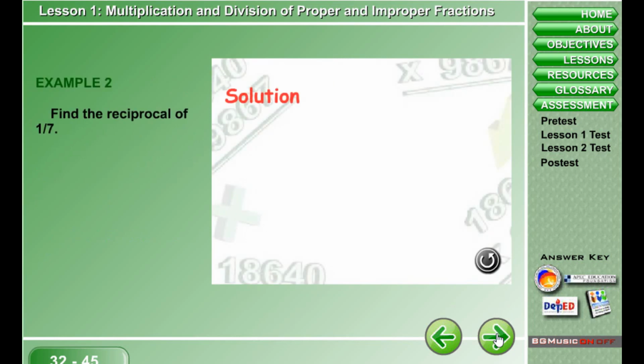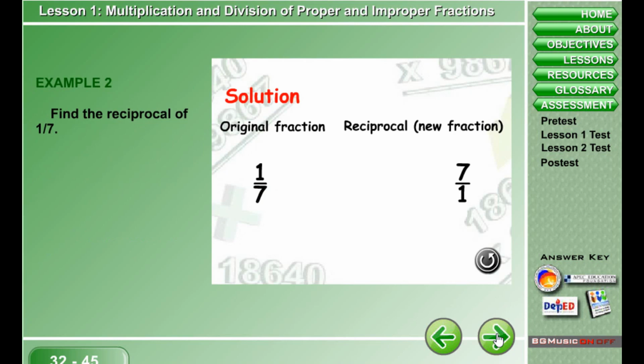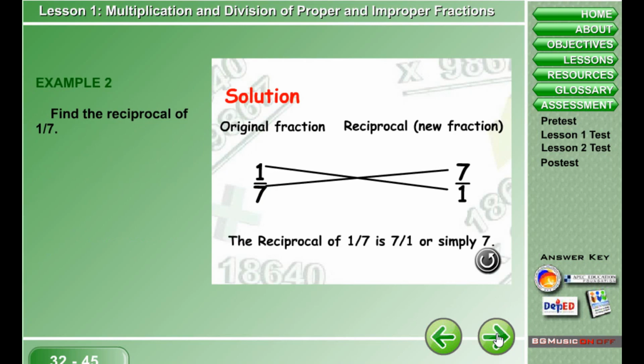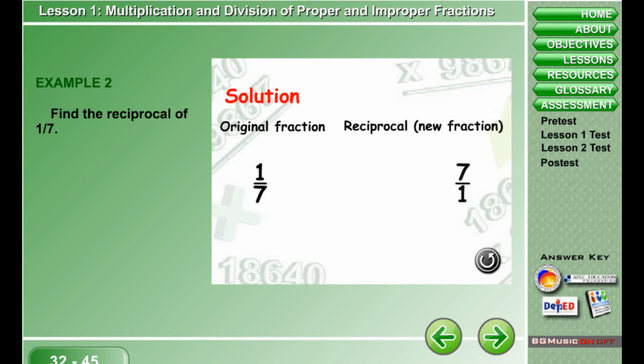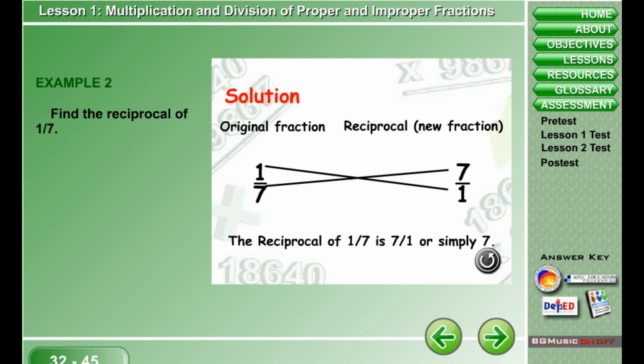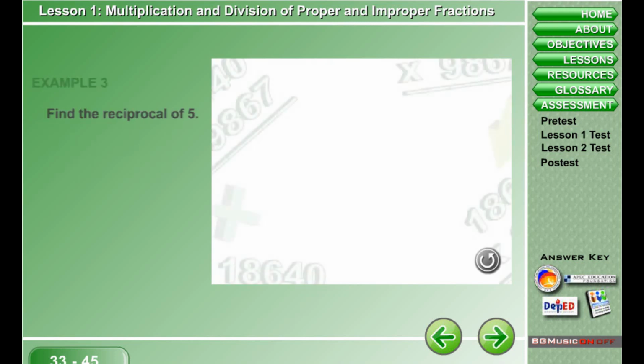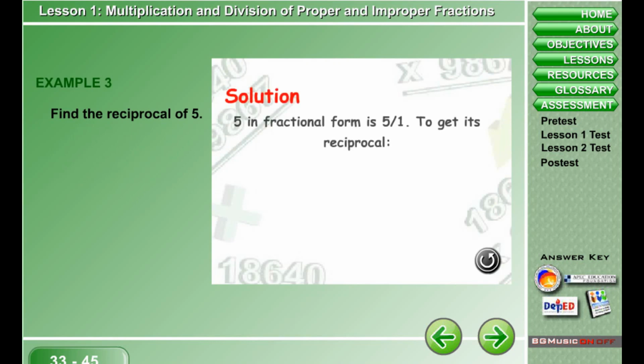Example 2. Find the reciprocal of 1/7. Example 3. Find the reciprocal of 5.